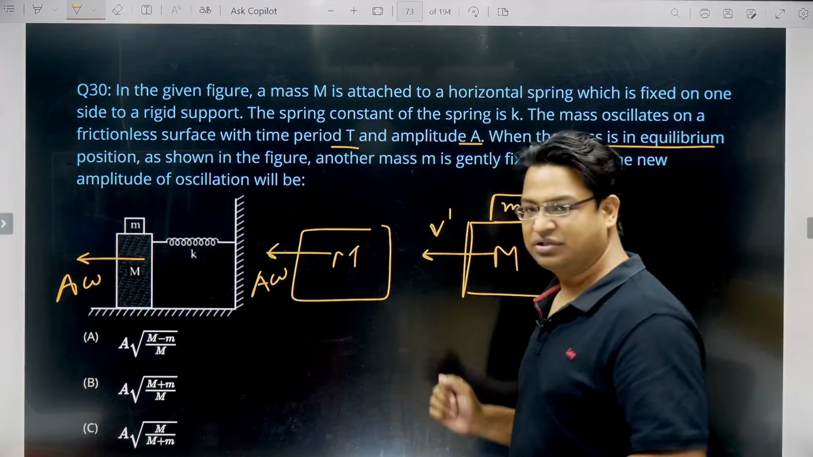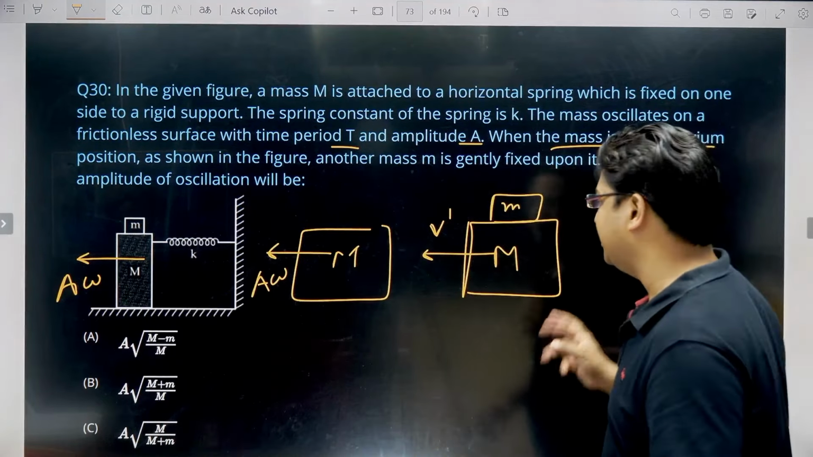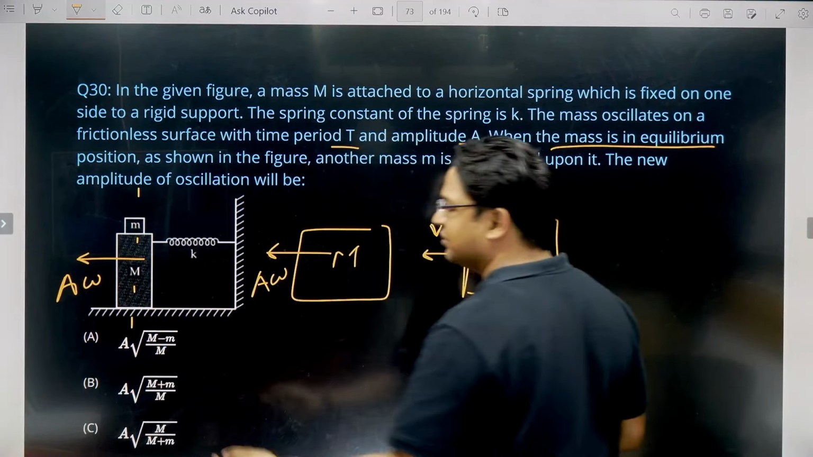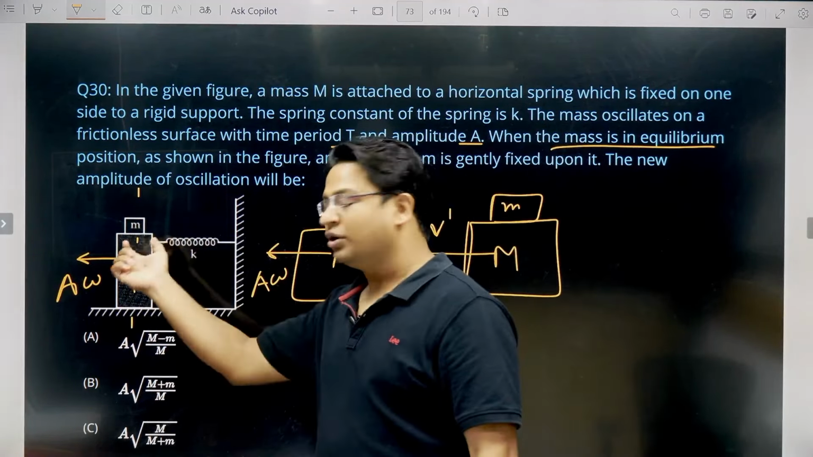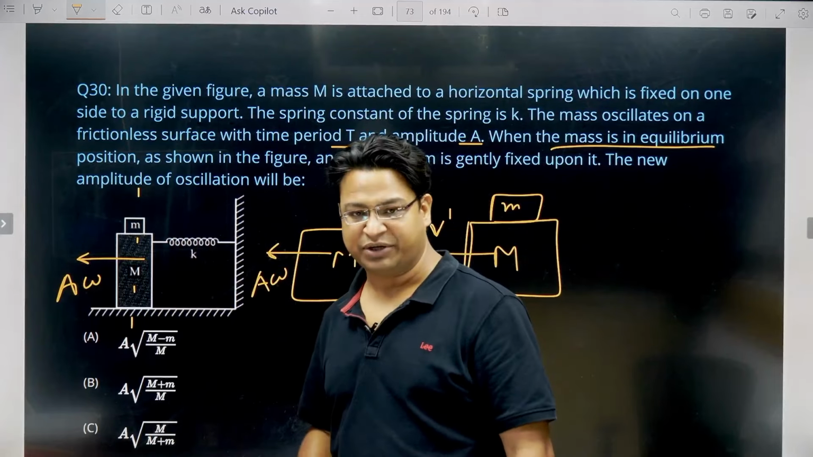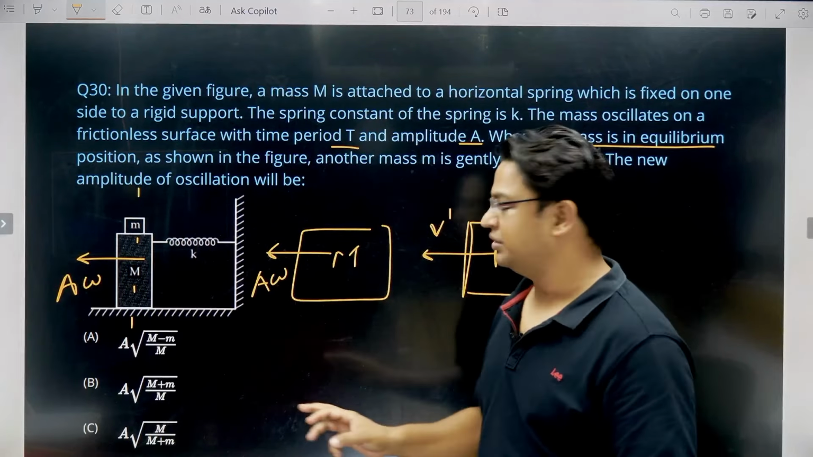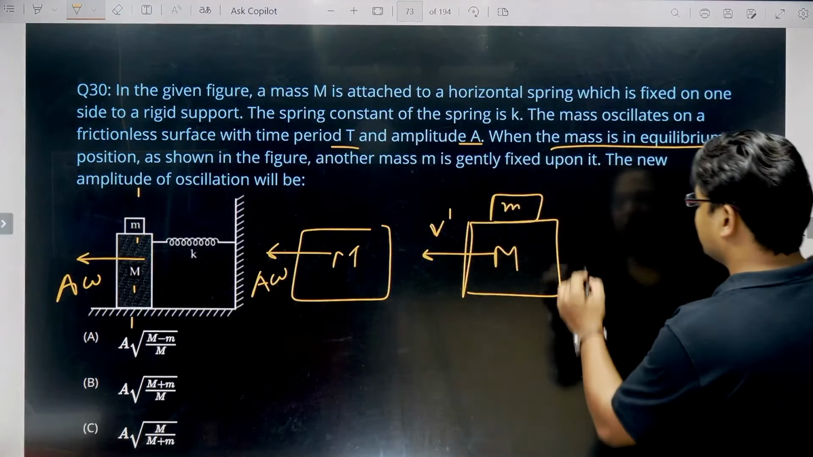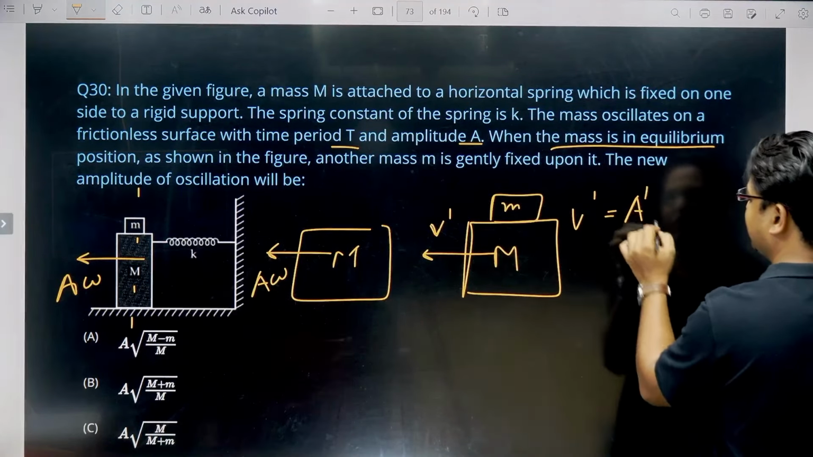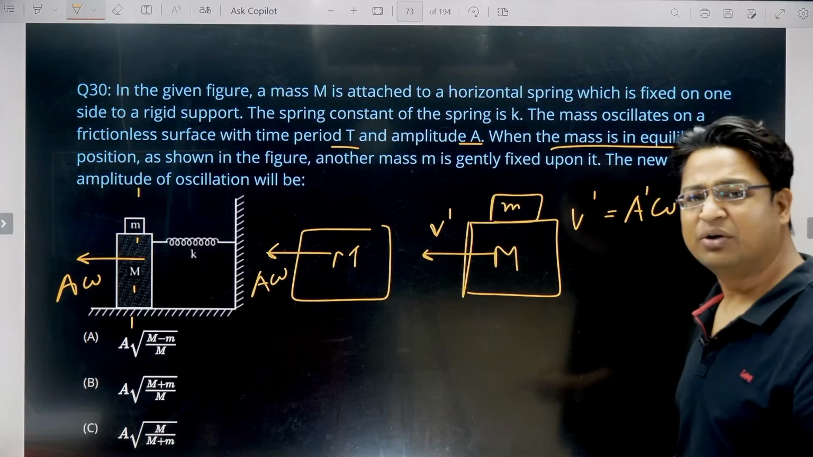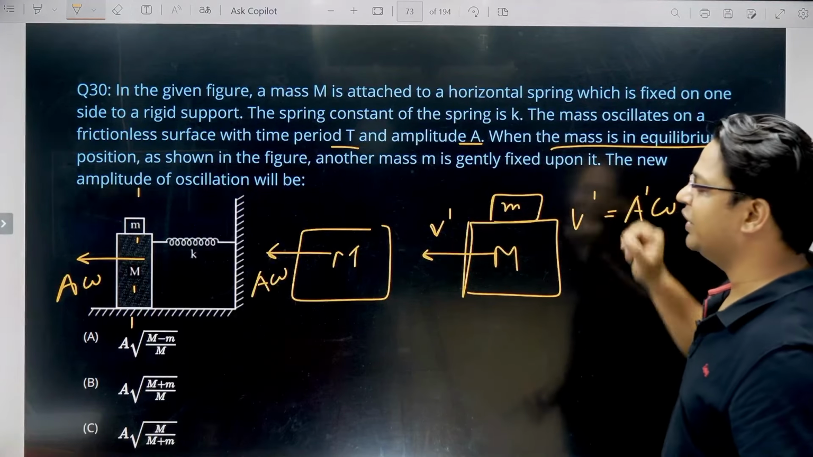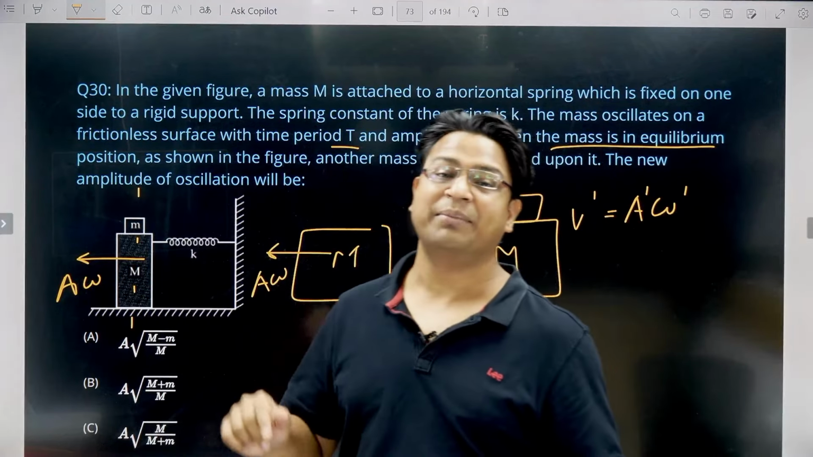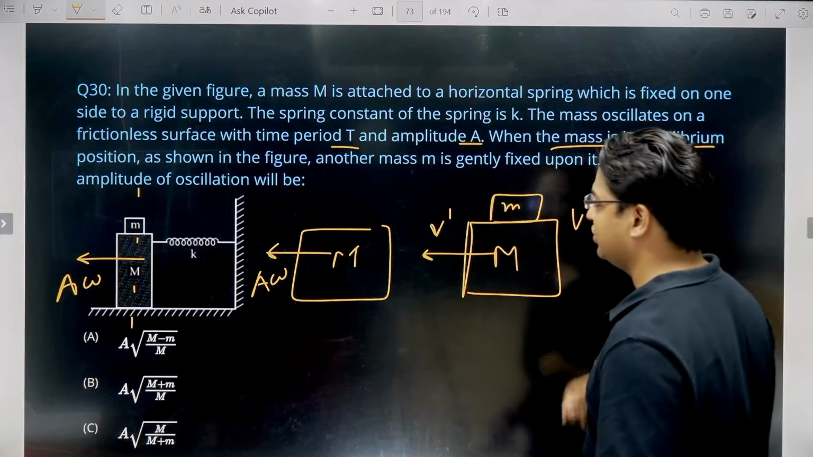So the speed will change, but even after the change of speed, what is important to note is that the equilibrium position will remain the same, because in a horizontal arrangement the equilibrium position is always the natural length of the spring. So whatever speed the block or the system has here should again represent the new amplitude and the new omega. We have been asked about the new value of amplitude. Keep in mind that omega will also change, because omega of a spring block system is given as root of k by m, and m has changed now.